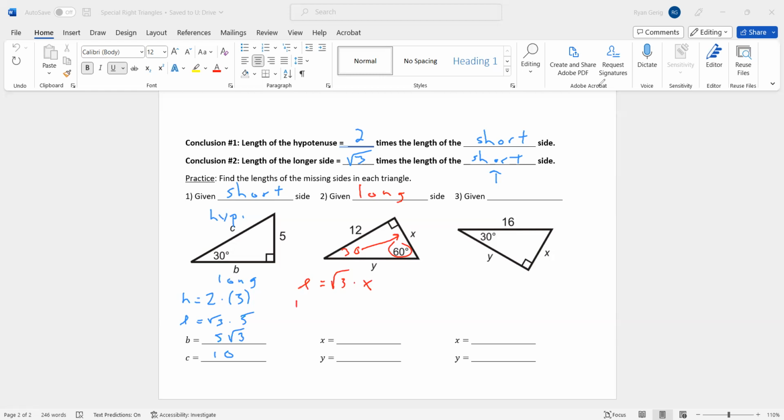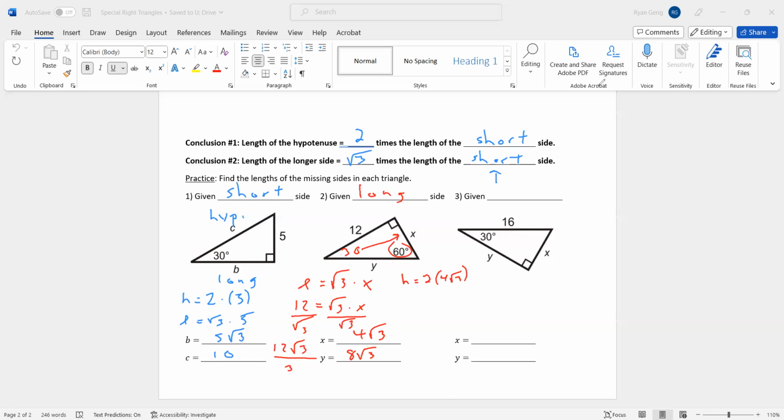Well, I know the long leg is 12. I'm going to divide by the square root of 3, and we have, again, a radical on the denominator. Multiply top and bottom by radical 3. I'm going to get 12 radical 3 over 3, which reduces to 4 radical 3. So the short leg is 4 radical 3. Hopefully you realize that once you have that short leg, the hypotenuse should be pretty easy. So the hypotenuse is equal to 2 times the short leg, which is 4 radical 3. We just found that. So 2 times 4 is 8 radical 3.